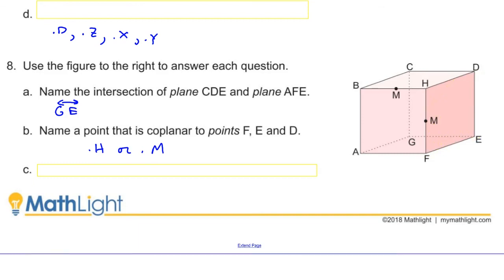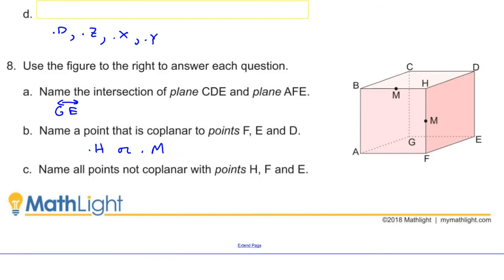Okay, and last question. Last thought. Name all points not coplanar, or all points non-coplanar with points H, F, and E. So let's take a look at points H, F, and E. Name all the other points that are not in the same plane. Once you pause the video, give it a shot, and then turn it back on.